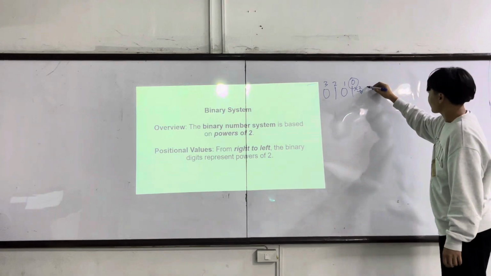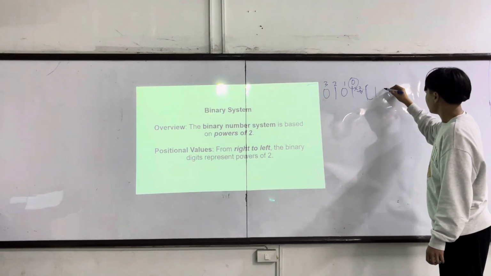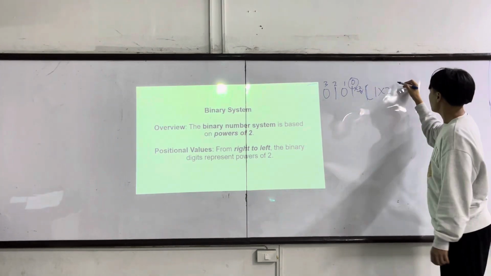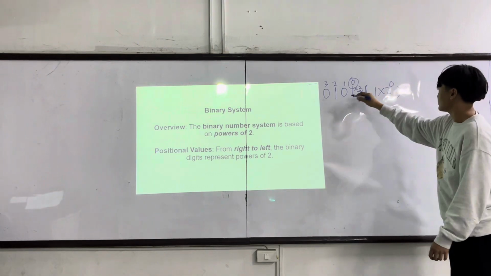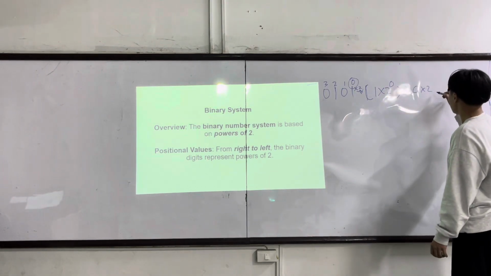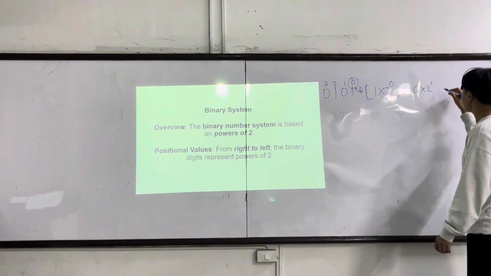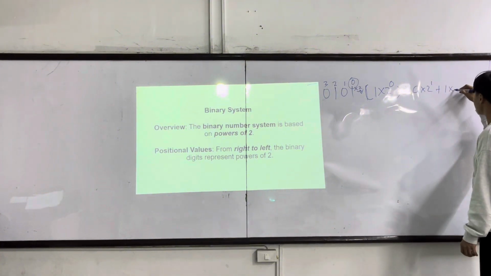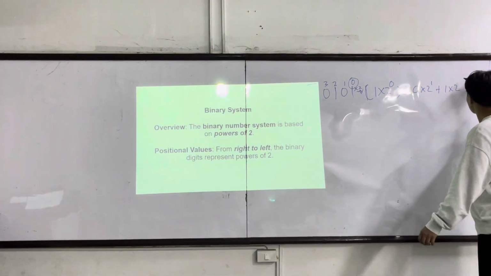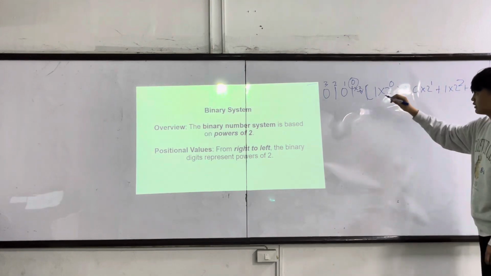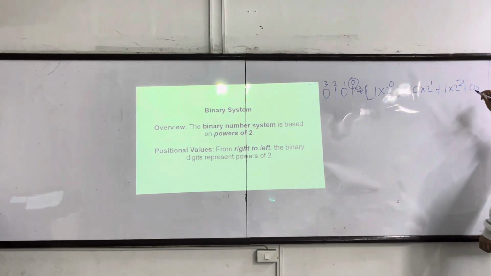So, for example, it is 1 times 2 raised to 0, plus 0 times 2 raised to 1, plus 1 times 2 raised to 2, and lastly 0 times 2 raised to 3.